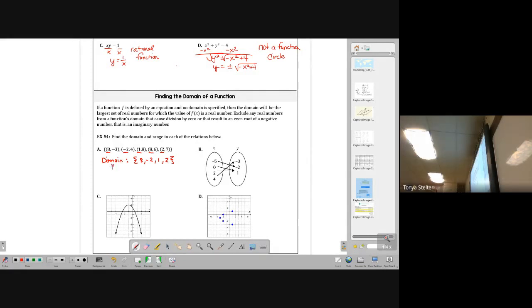Range are all the Y numbers, all the Y values, up and down, if it was a graph. So we are looking at these. Make sure there's no duplicates. There isn't, so we're writing them all. So if you have a set of numbers, you're going to just list them out.